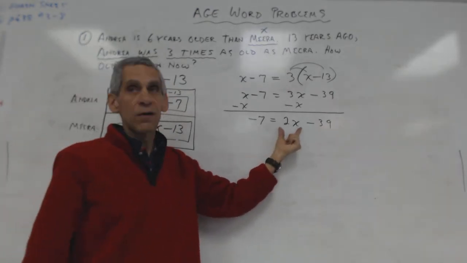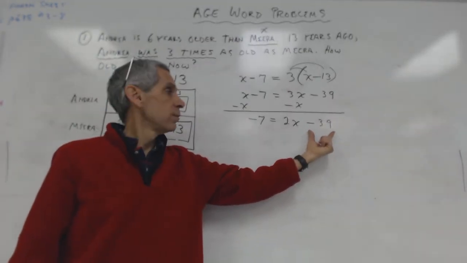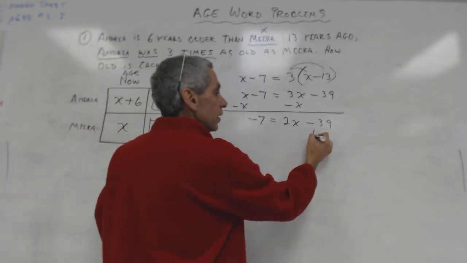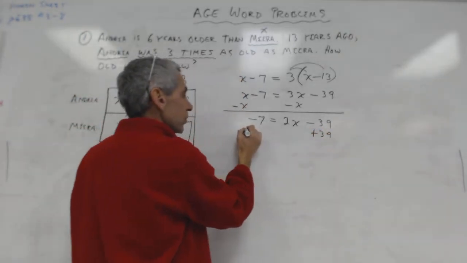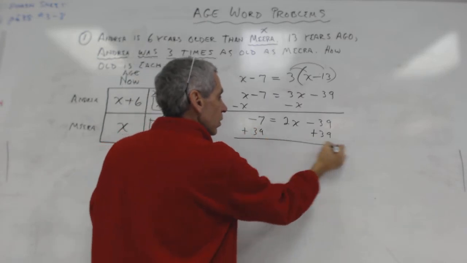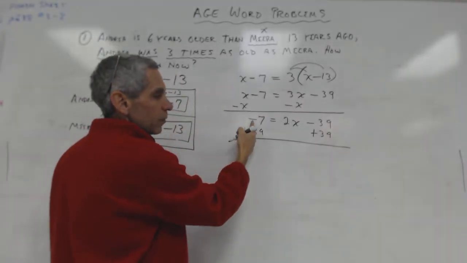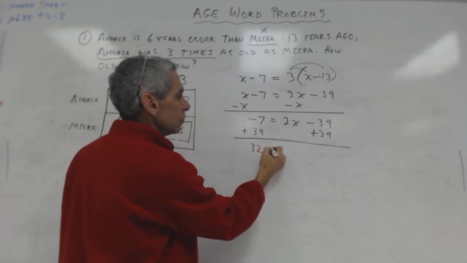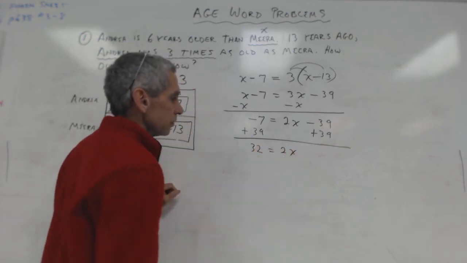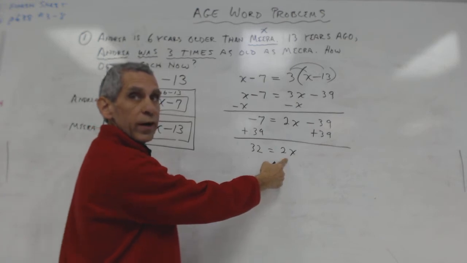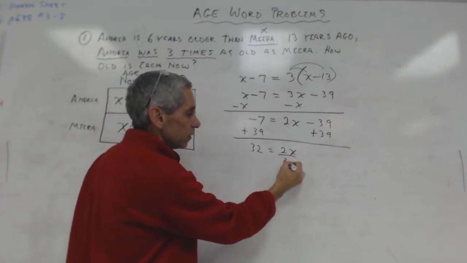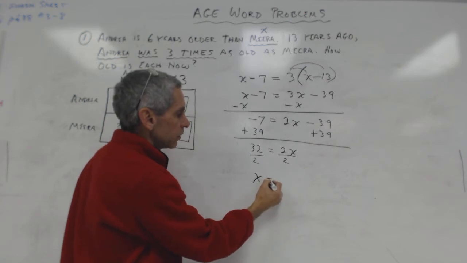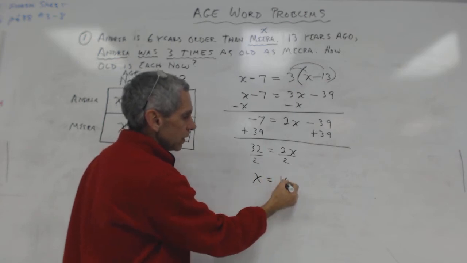Now I want to solve for x. So this minus 39 is in the way. I have to move it over here, right? Plus 39, plus 39. Draw my line. So I have 39 minus 7. That's 32, right? 32 is equal to 2x. I want to know what 1x is, not 2x's, so I'm going to divide by 2, and I'm going to put my x on the left. x is equal to 16.